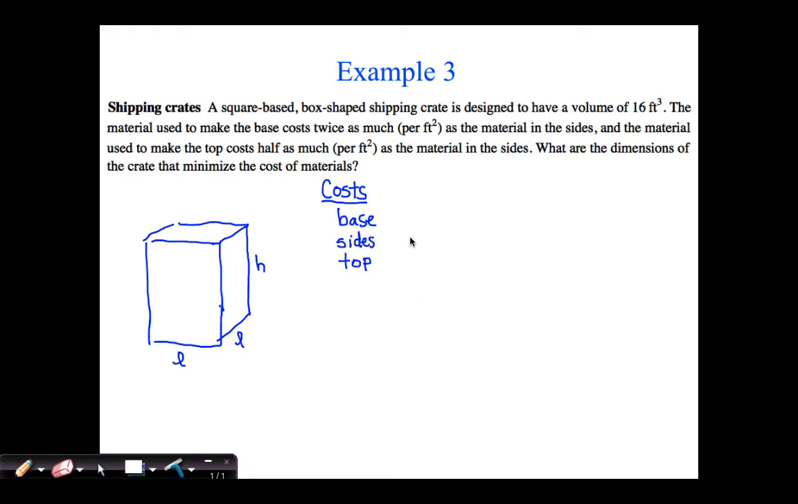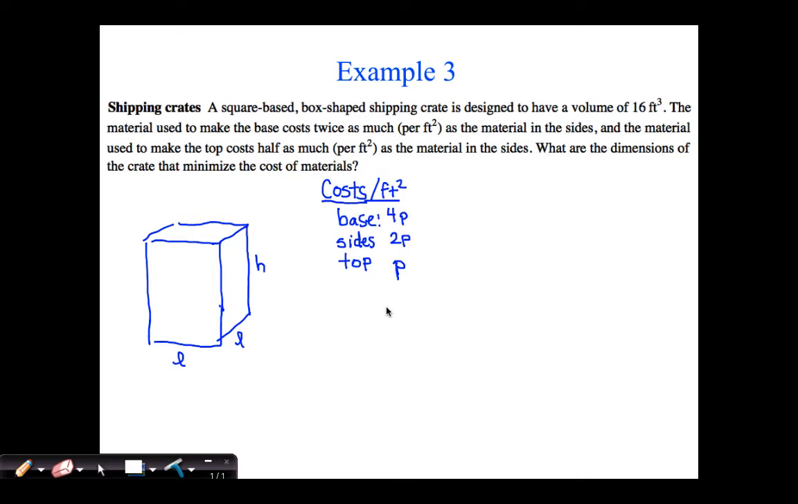So I don't know the cost per square foot in dollars, but I could make up one parameter and use that for each of these. So the top was the least expensive. Let's call its price per square foot, I'll call it maybe P. The top costs half as much as the sides do. And the base costs twice as much as the sides do.